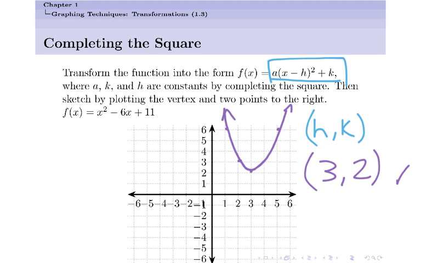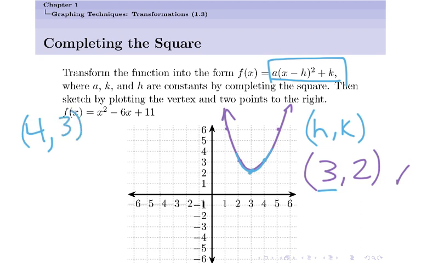See how the vertex is the turning point? 3, 2. That's your turning point. That's called your vertex. That's your H, K. Now, I want to try one more point. A point to the right of your vertex. So a point to the right is 1 to the right of 3, which is 4. So I think I'm going to get 4, 3.